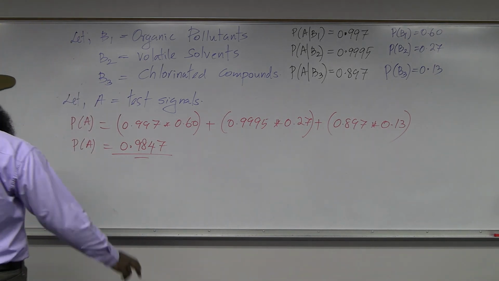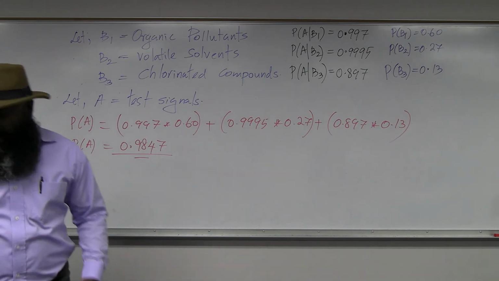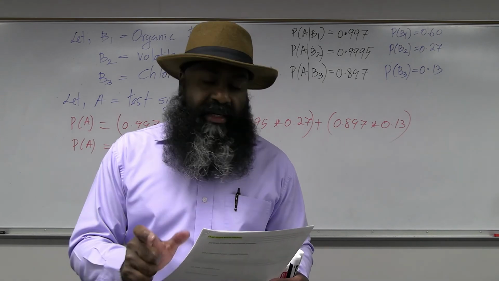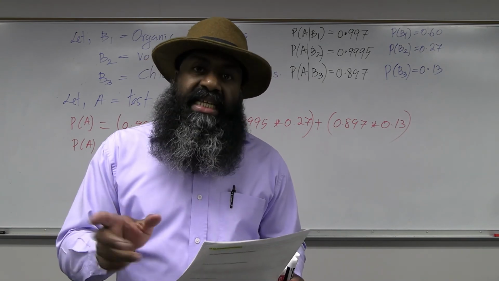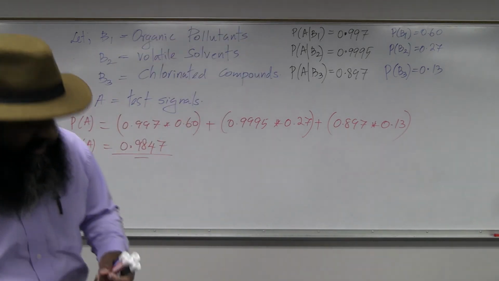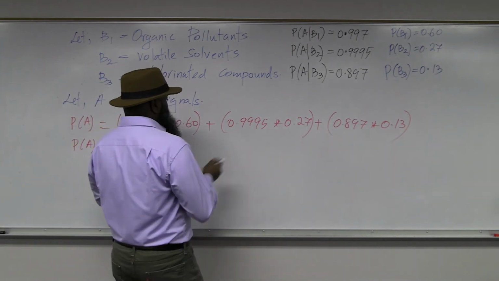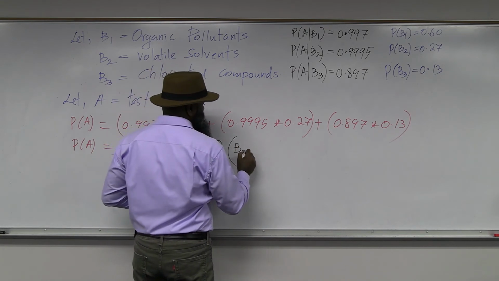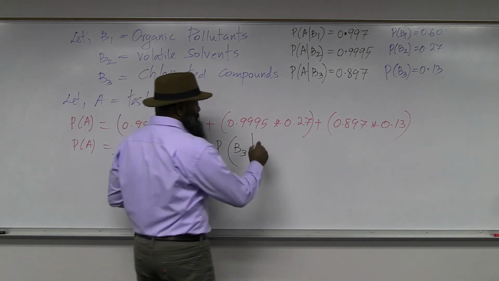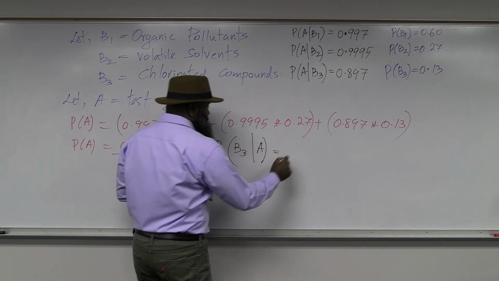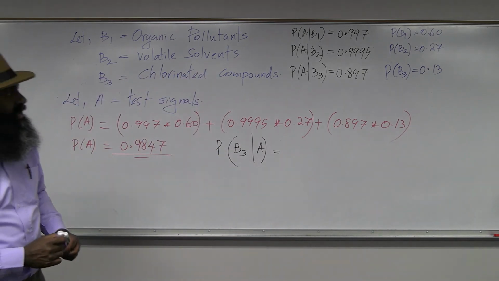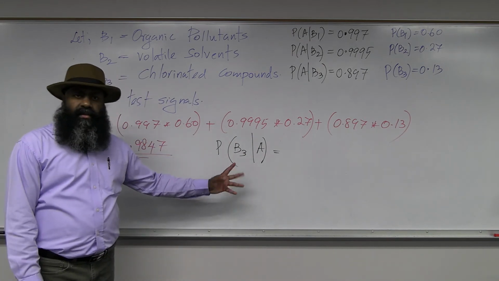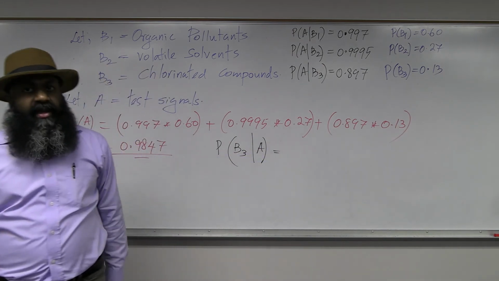Alright, cool. So we got that, and if you go ahead and read the next part of the question, what's the probability that the chlorinated compounds are present given that the test signaled? That means I need the probability that the chlorinated compounds are present, which means B3, given that the test signaled. Now this probability is not given straight away, so I have to use the Bayes theorem and flip that and obtain our answer.